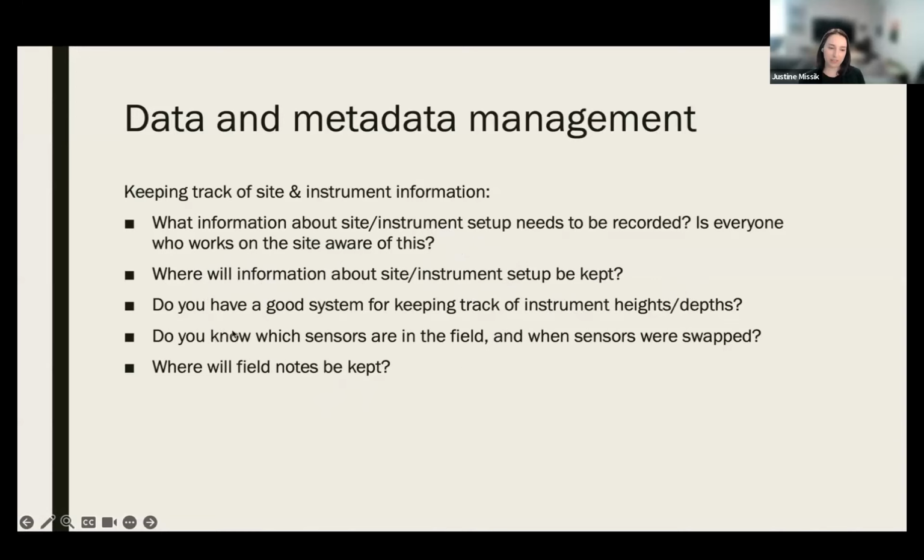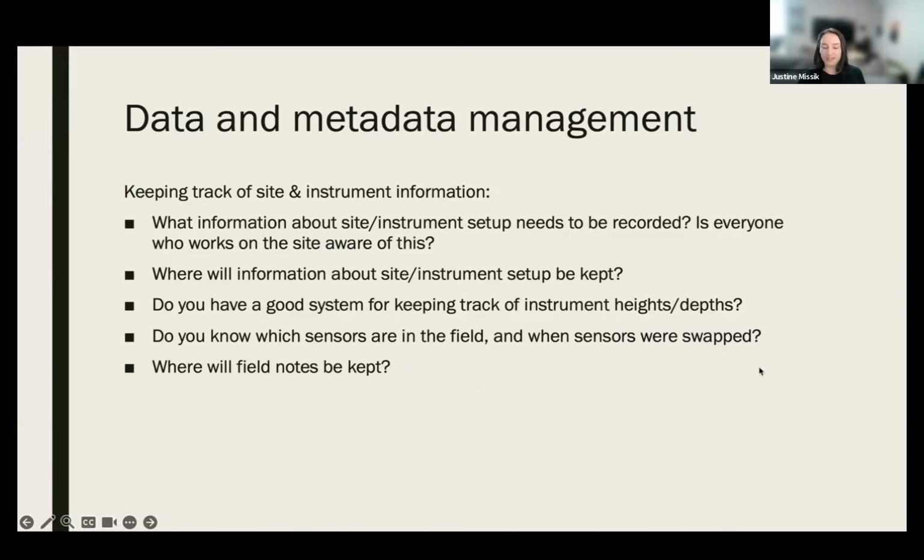So some things along those lines are: do you have an actual system in your lab for keeping track of all of the instrument heights and depths for instruments that are installed? Do you know which sensors are actually actively installed on your tower? If you have sensors that were swapped with different sensors, do you know when they were swapped? And do you have a system for keeping track of field notes, and where are those going to be kept?